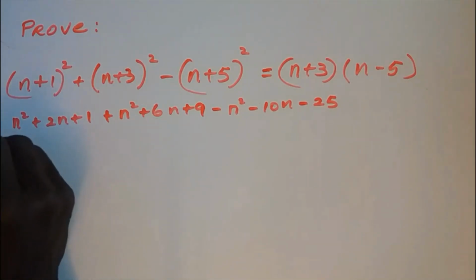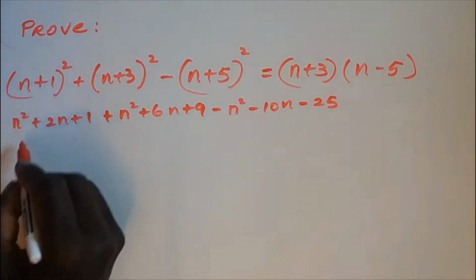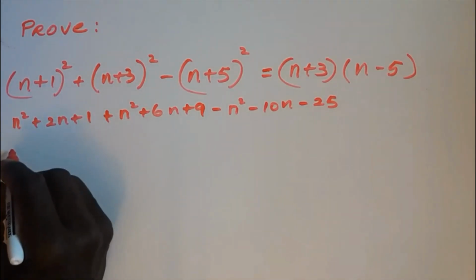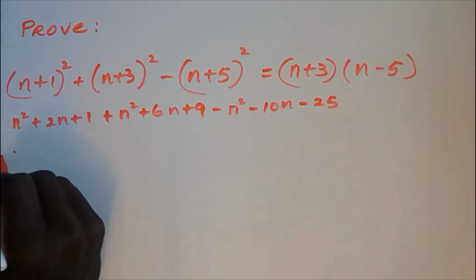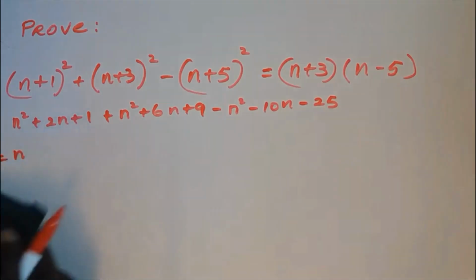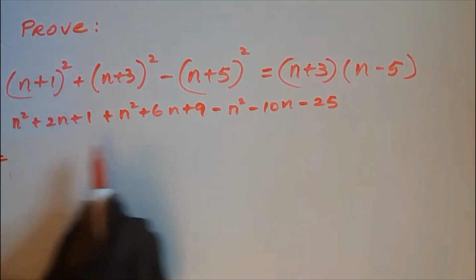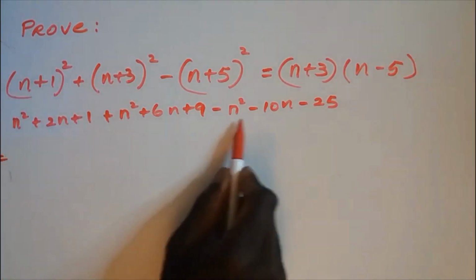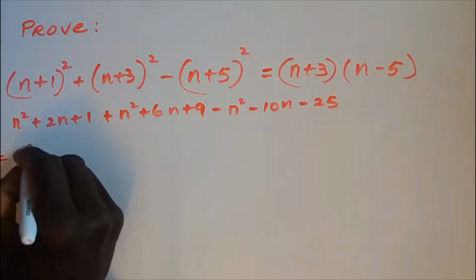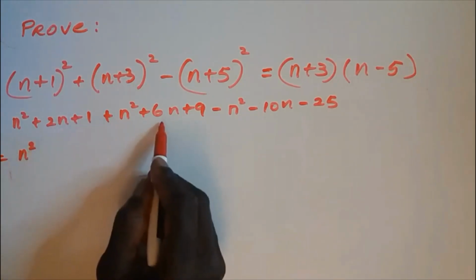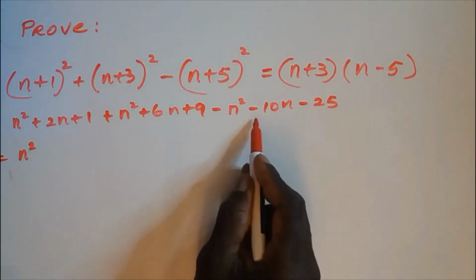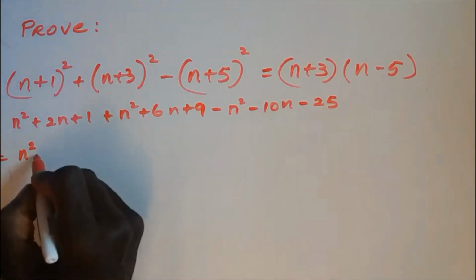So this is our left-hand side. We've expanded. Now we'll simplify this, bring together all the n squareds. How many n squareds do we have? 1, 2, take away 1, which will give us just n squared. We have 2n, 6n, which is 8n, minus 10n will give us minus 2n.